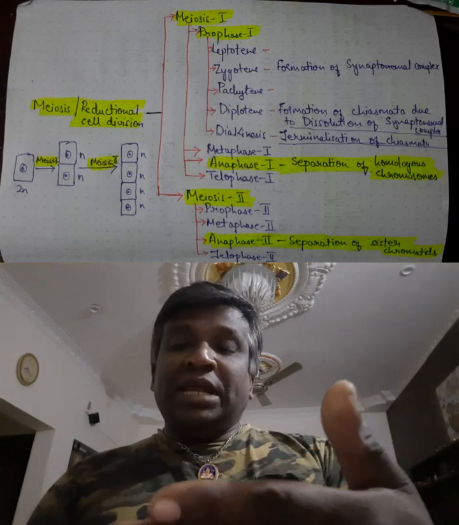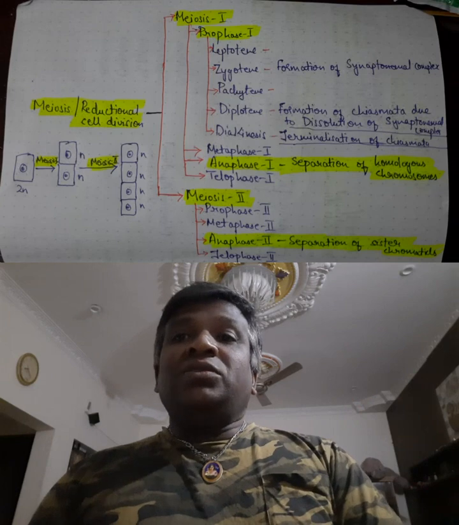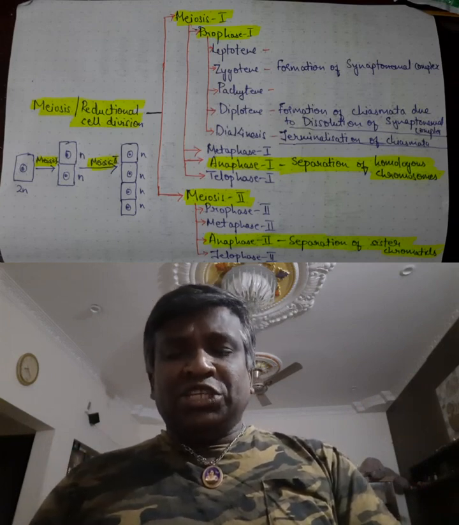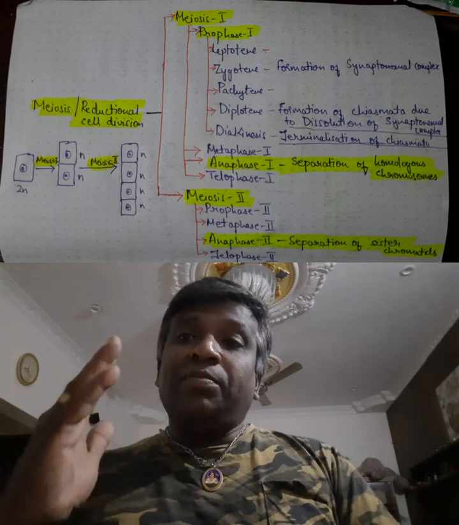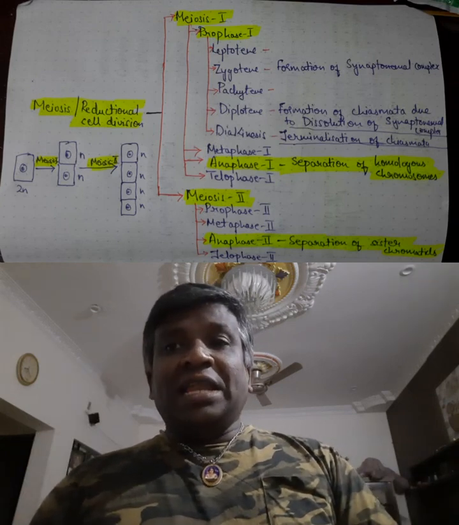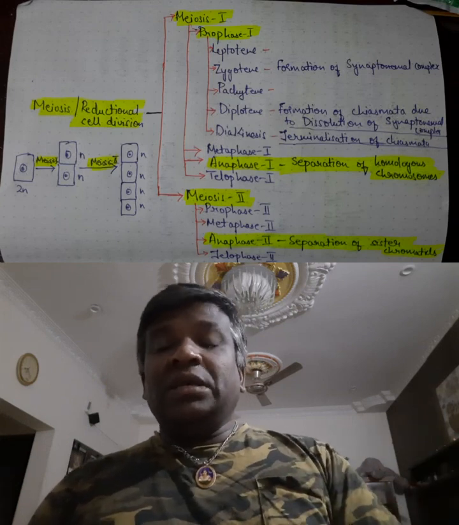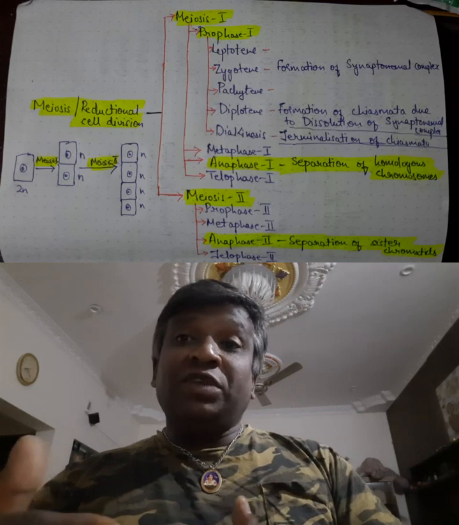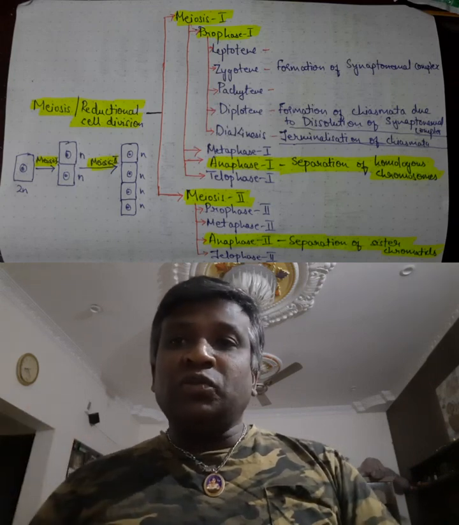The next step is anaphase II. There is a separation of the sister chromatids due to the splitting of the centromere longitudinally. It is similar to the anaphase of mitosis. So the separation of sister chromatids takes place in anaphase II. In anaphase I, it was separation of homologous chromosomes.